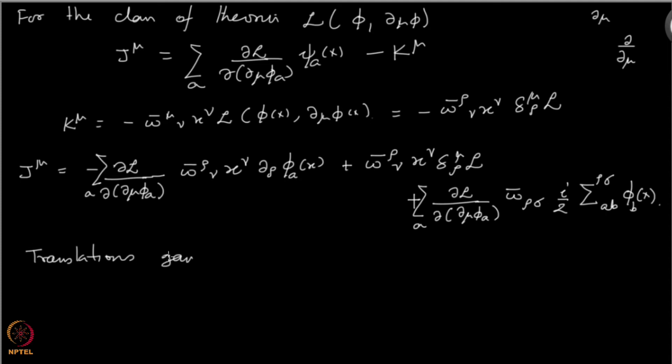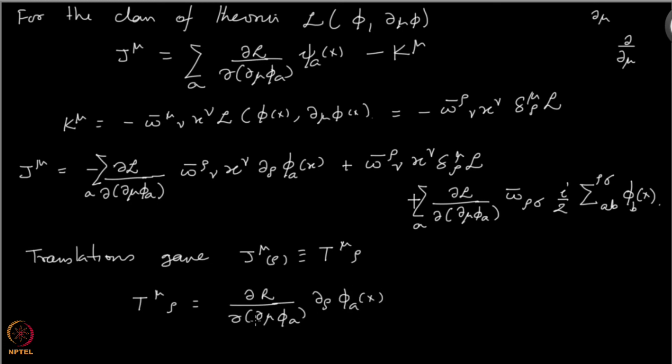Translations gave us the following. So we found that the conserved current which we were writing as J mu rho, and which the standard notation for which is T, T mu rho was del L over del mu phi A del rho phi A of x. So A is contracted, again there is a sum over A, and mu is up and rho is down, which matches here. And also we had this term delta mu rho times L.